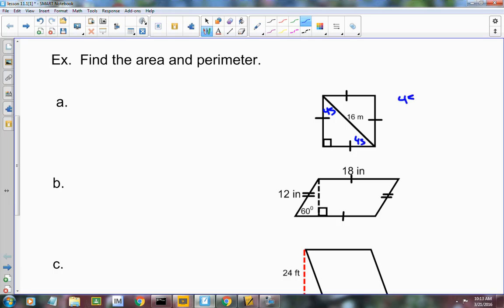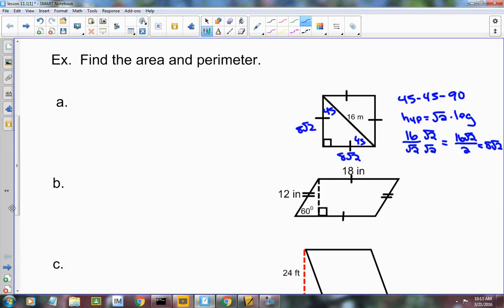Okay, so remember back from a couple of chapters ago, in your 45, 45, 90, your hypotenuse is radical 2 times the leg. So if your hypotenuse is 16, what are you going to do to find the leg? Okay, you're going to divide by radical 2. You cannot have a radical in the denominator, so you rationalize it. You end up with 16 radical 2 over 2, which is 8 radical 2. So each one of these legs is 8 radical 2.